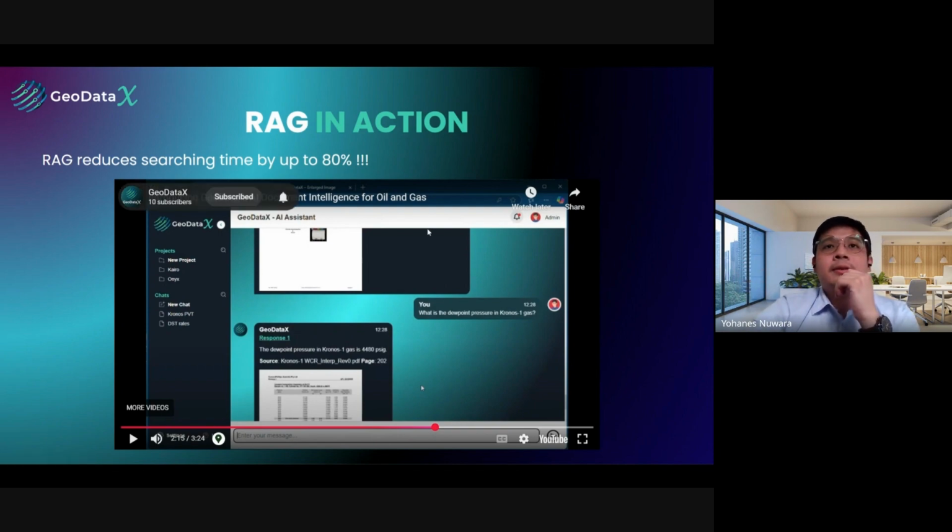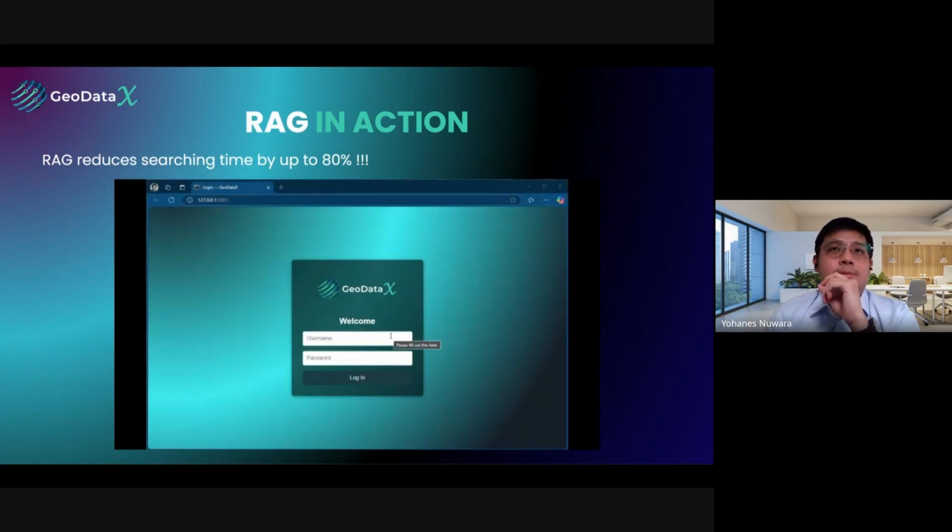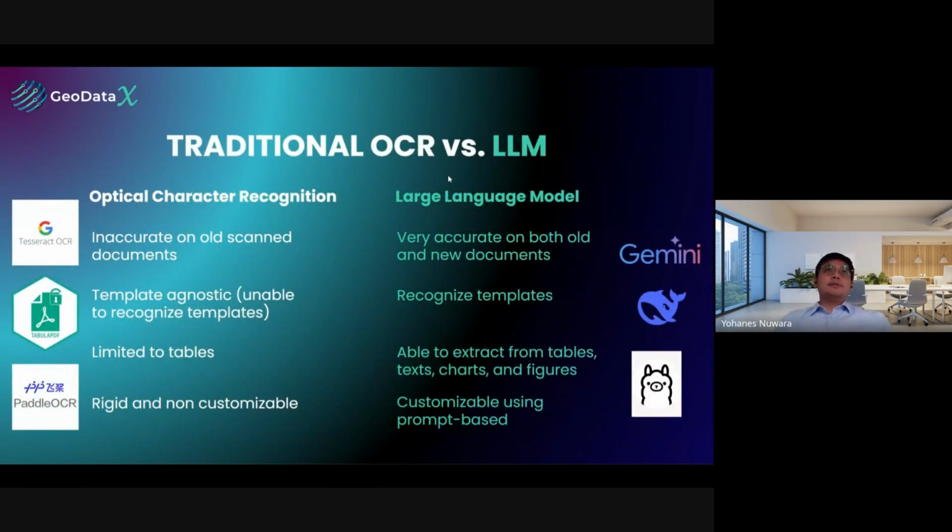You can go to this YouTube to see more about GeoDataX, but I'm going to explain to you another application. I'm going to introduce you to another application of the LLM for data extraction, because I believe that most of us engineers are working with reports, and we used to extract very important data from our reports into Excel, for example, because we work very often with Excel.